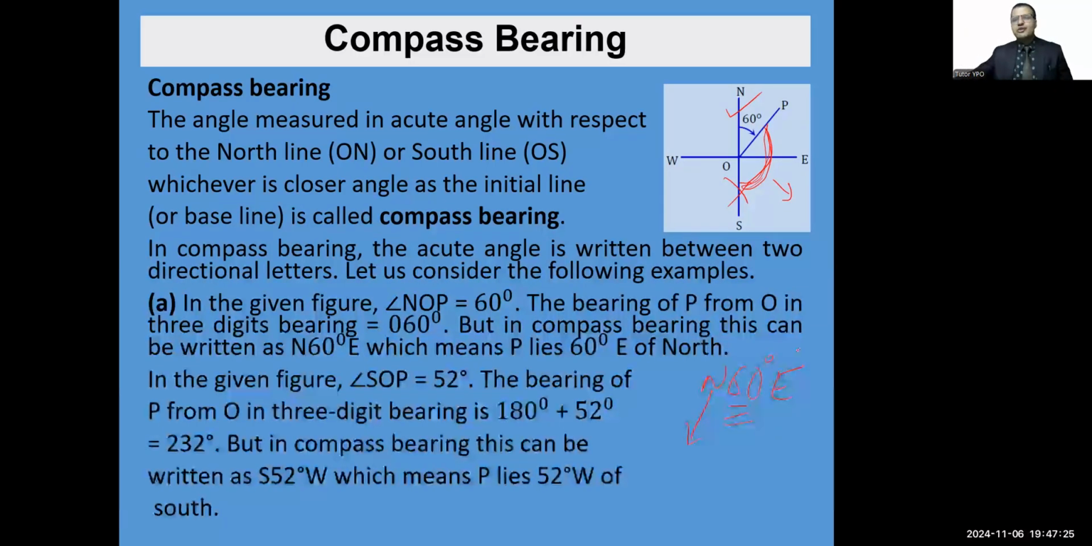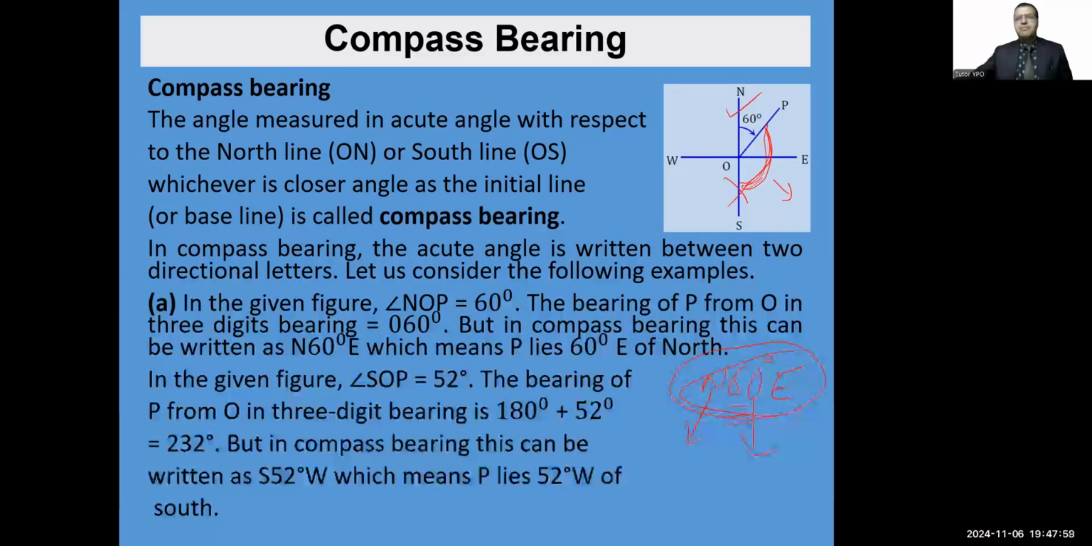So how do we read this? How do we understand the meaning of this notation? The initial line is the north line. From the north line, the point is at 60 degrees towards the east. So N 60 degrees E means P lies 60 degrees east of north. Of north means the starting line is the north line.